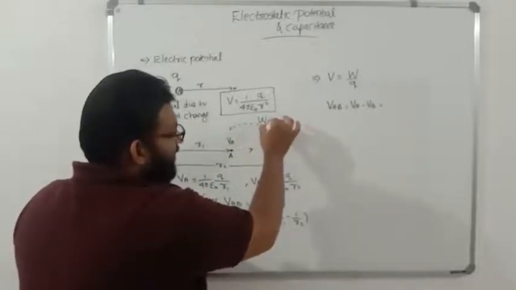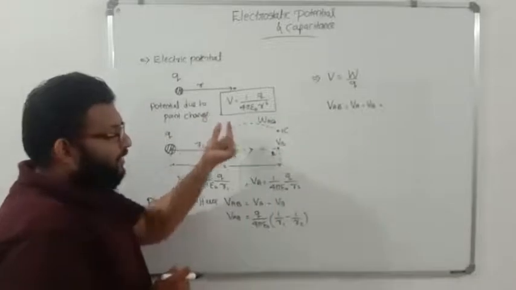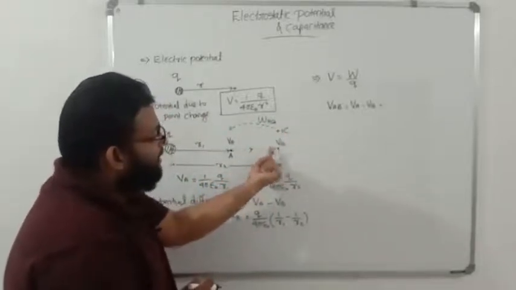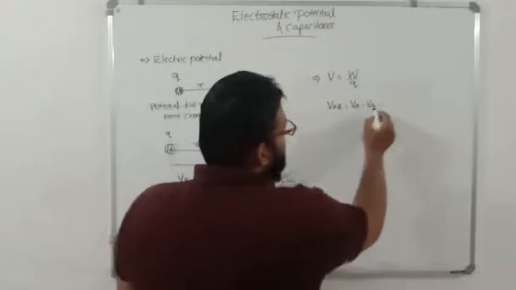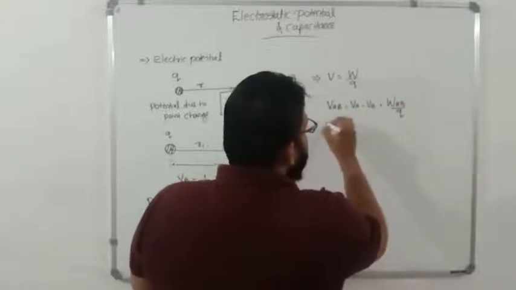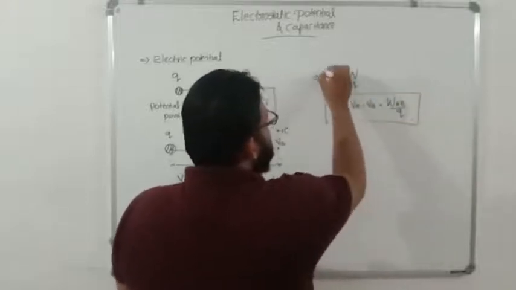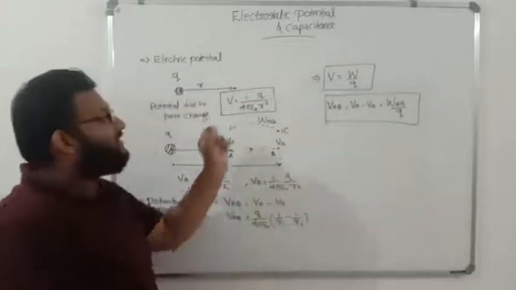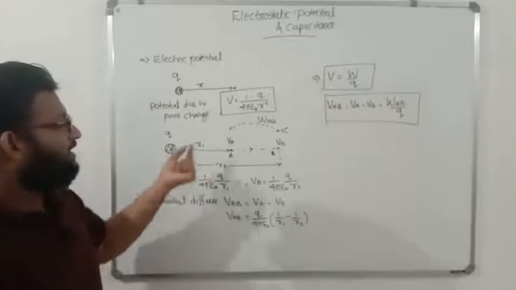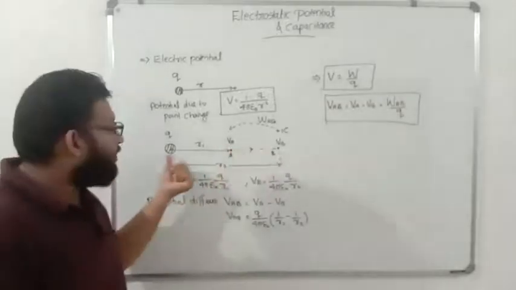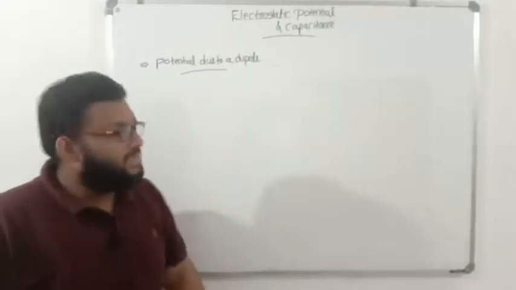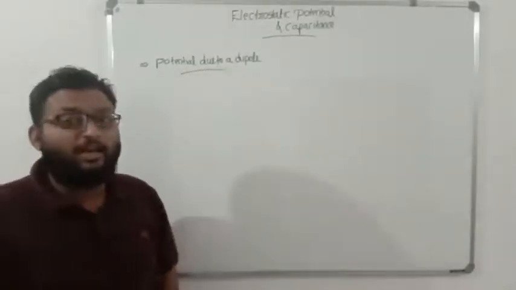That work is given as WBA, the work done on a unit charge to take it from point B to point A. So this potential difference can also be written as work done per unit charge. Look at here, we need these equations, very very important. Please try to note down what an electric potential is and what the potential difference between 2 points is due to a point charge. So the very next idea we have to discuss is potential due to a dipole.